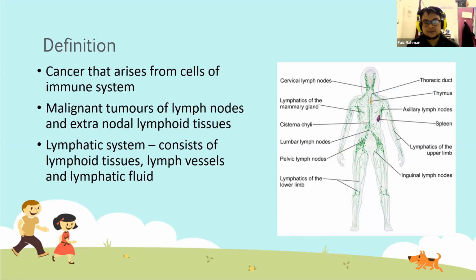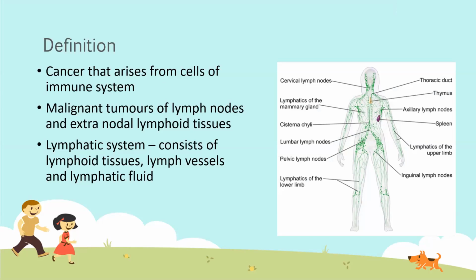First, lymphoma can be generally defined as cancer that arises from cells of the immune system, mainly lymphocytes. According to textbook reference, it is a malignant tumor of lymph node and extranodal tissue.